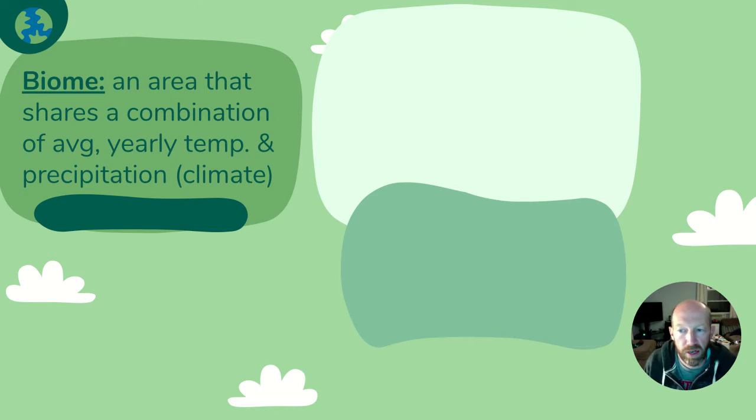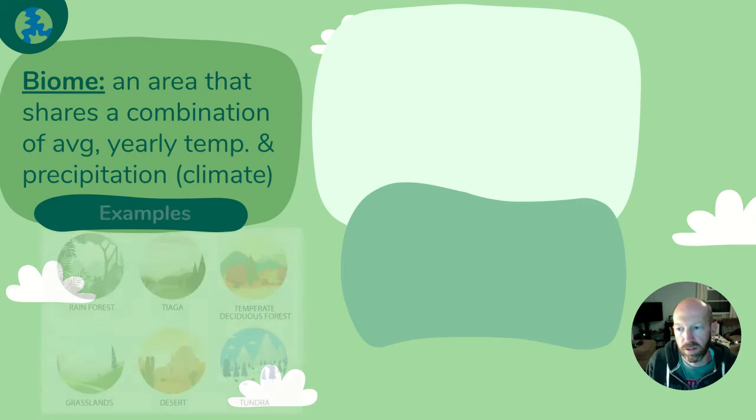What's a biome? It's an area that shares a combination of average yearly temperature and precipitation. So remember that climate and weather are two different things. Climate is a year-long, big picture system based on average yearly temperature and precipitation. Weather can change day to day. Climate changes, but over time, slowly with trends.